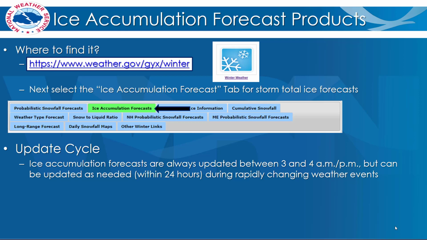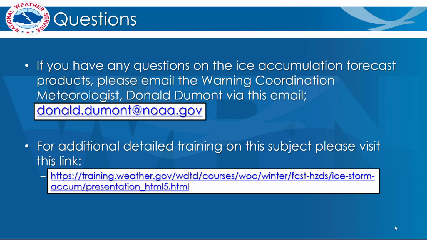To find this product, you need to navigate to our website and then select the winter weather tile on the main page, or you can go directly to the URL on this slide. Once on the winter weather page, select Ice Accumulation Forecasts tab at the top to view the elevated horizontal ice thickness storm total ice accumulation forecast. The storm total ice accumulation valid time varies depending on the length of the event. The ice accumulation forecast is updated twice daily around 3:30 p.m. and a.m., but can be updated as needed within a day during a rapidly changing weather event.